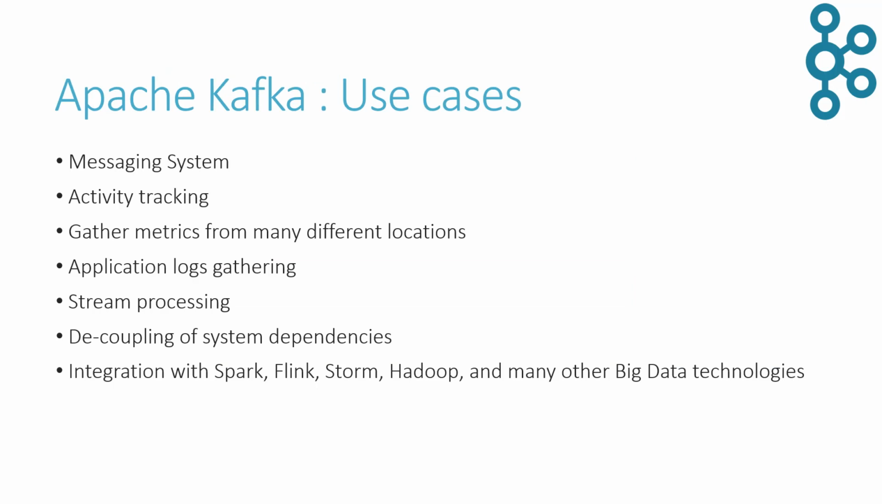So a few use cases of Apache Kafka. You could use it as a messaging system. You could use it for activity tracking. You could use it for gathering metrics from many different locations. You could gather application logs. You could also do stream processing with the Kafka Streams API or Spark, for example. As we said before, you can decouple your systems and have many different integrations. There is Spark, Flink, Storm, Hadoop, and many other big data technologies.